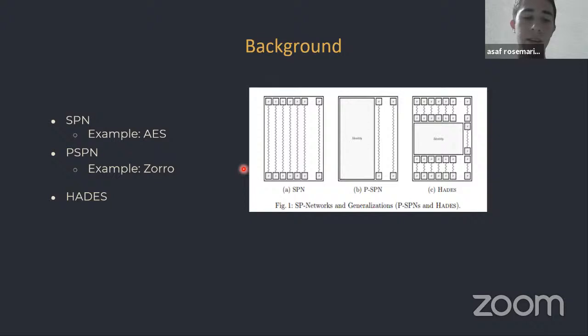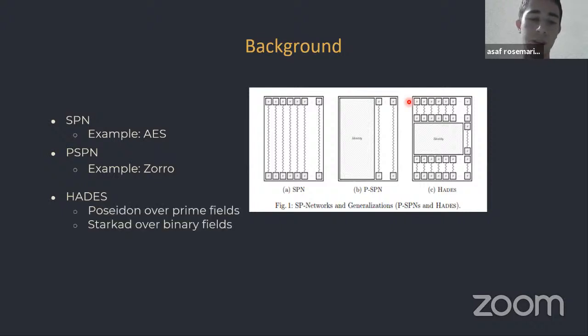And finally, the Hades design, which we consider in the paper, is a combination of the two. As you can see in the figure, the first few rounds and the last few rounds are full SPN rounds, in which all of the blocks go through an S-box. And the middle layer is the partial SPN rounds, in which only one block out of the state goes through an S-box. The reason they do it is they use the full rounds to provide security against differential and linear attacks, and the middle rounds to provide security against algebraic attacks. Specifically, the instantiations are Poseidon and Starkad.